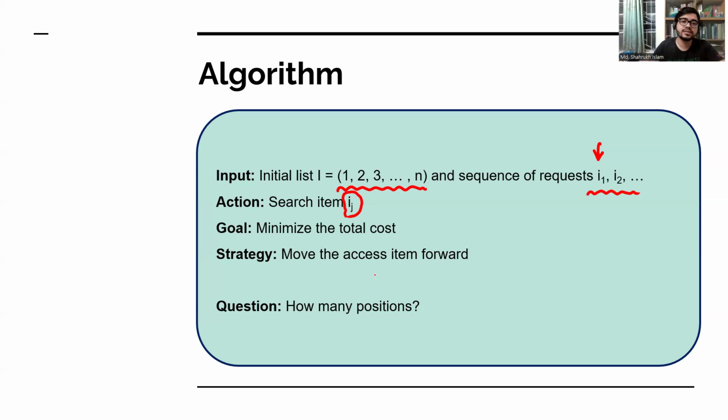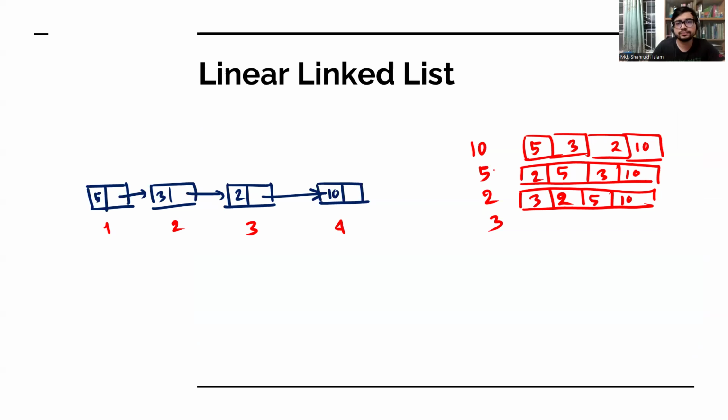So the strategy is to move the accessed item forward. But how many positions should I move it forward? We don't know. For example, look at here.